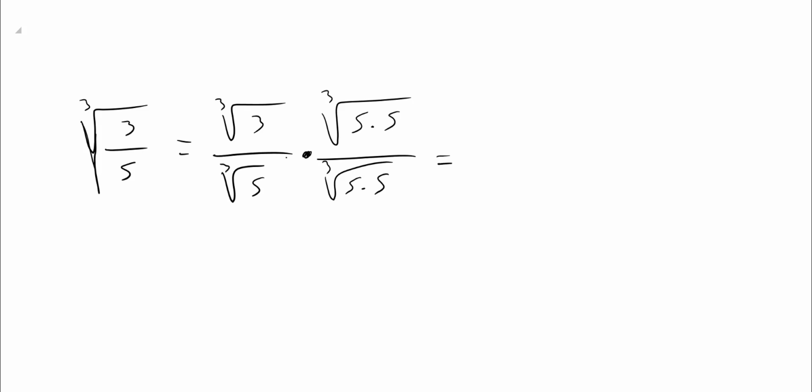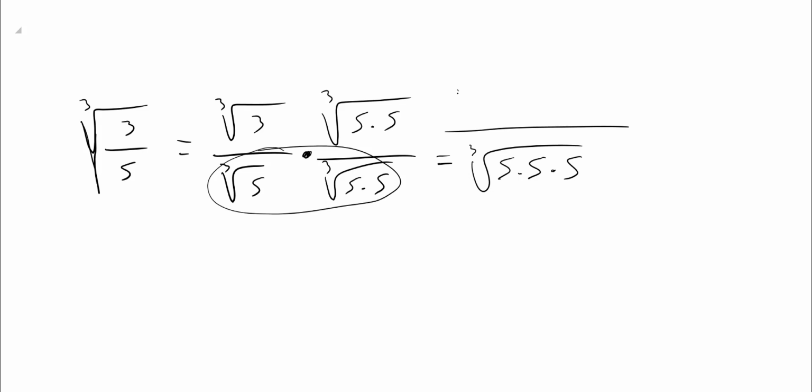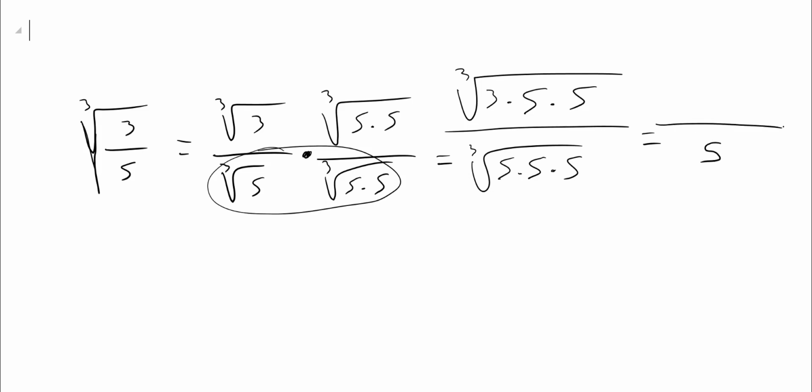Okay, so on the bottom I have the cube root of 5 times 5 times 5. And on top, I have the cube root of 3 times 5 times 5. Okay? Is everybody okay? I hope you guys are okay with this. And so then the cube root of 5 times 5 times 5 is just 5. And on top, multiply all out, because you can't simplify the top. I don't have 3 of them. So 3 times 5, 15. 15 times 5 is 75. So it's the cube root of 75. And you're done with the problem.